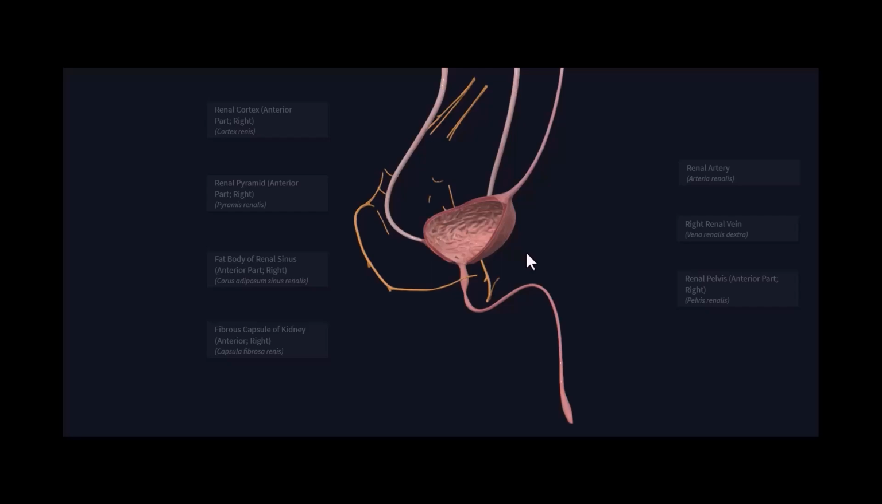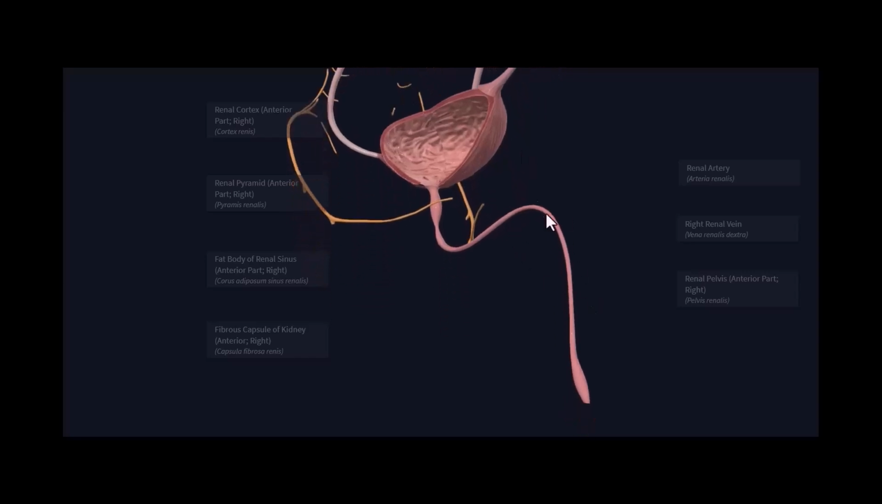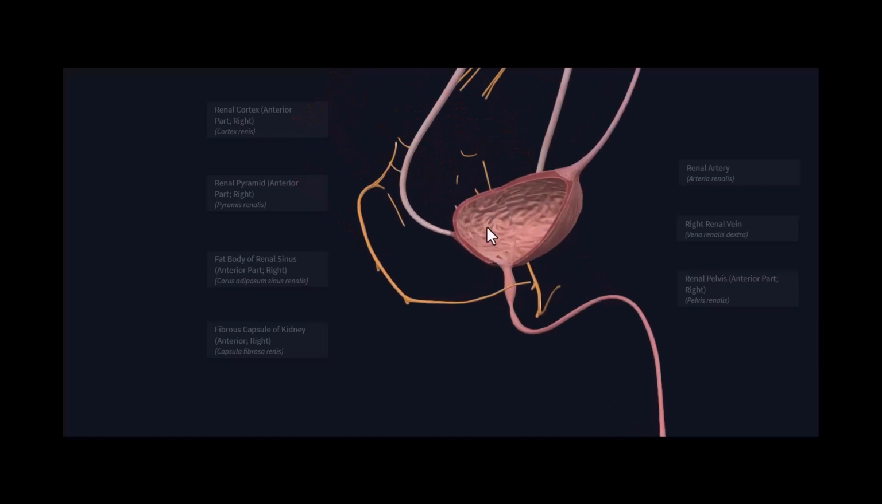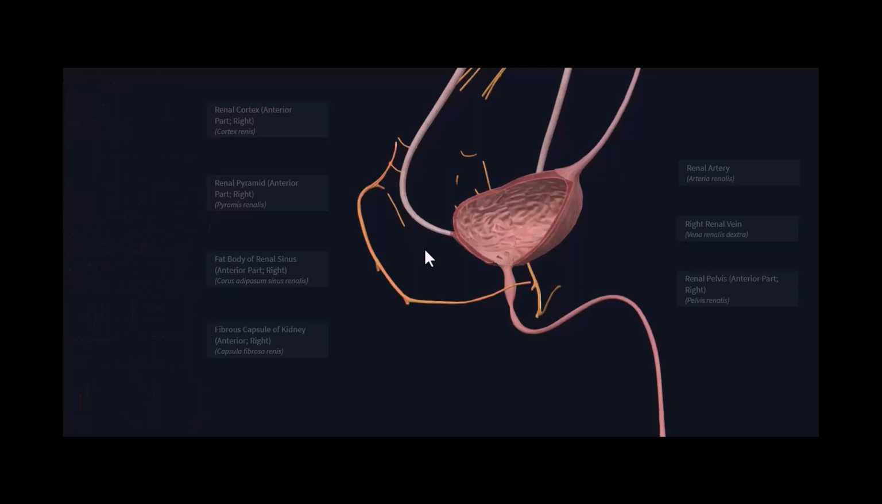When we have that urge to urinate and we hold it in, quote unquote, hold it in, and we squeeze, when we squeeze that external sphincter muscle, we are using the pudendal nerve. So we're going to be using that pudendal nerve for voluntary control of the external sphincter, and that allows us to hold our urine in.